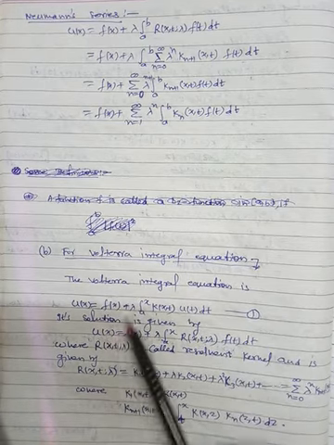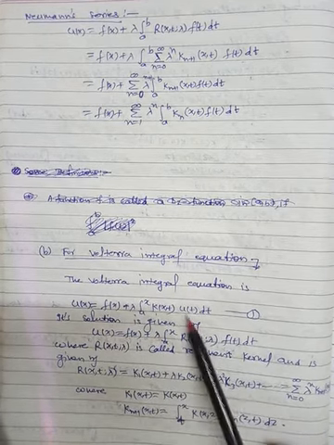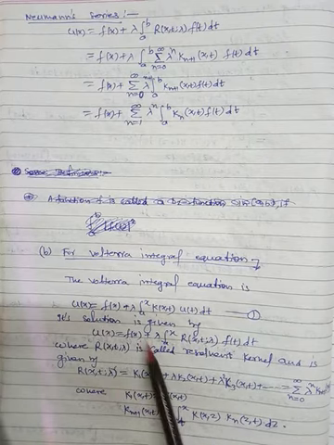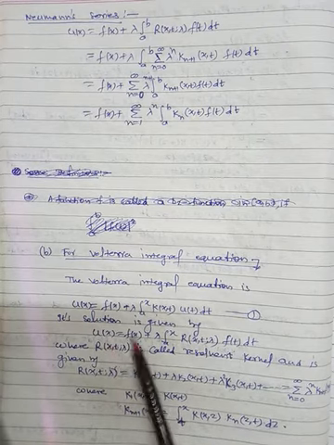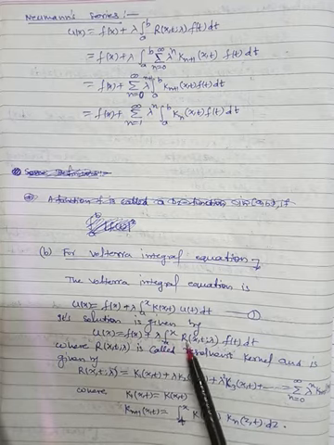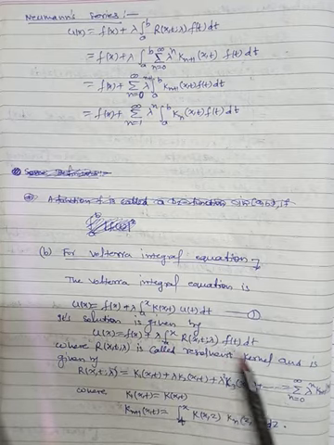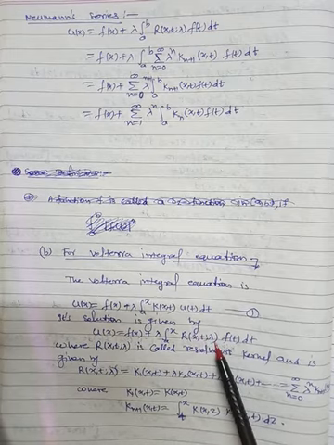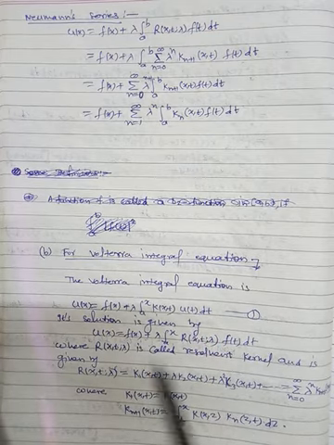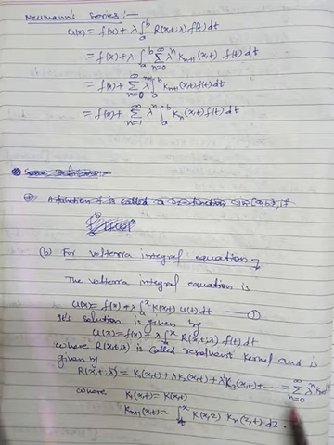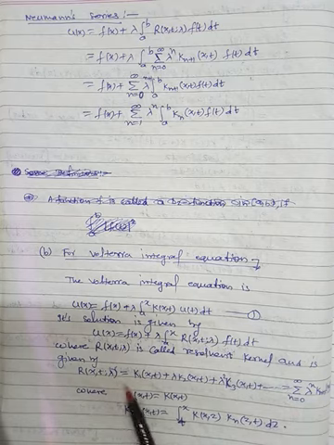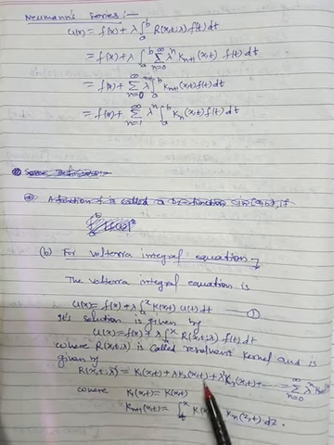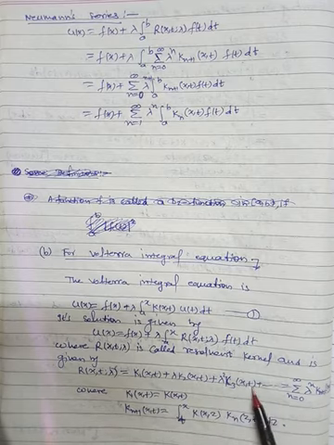u(x) is equal to f(x) plus lambda integral a to x K(x,t) u(t) dt. Then the solution of this integral equation is given by this. u(x) is equal to f(x) plus lambda integral a to x R(x,t,lambda) f(t) dt, where R is the resolvent kernel and its value is given by this series. R(x,t,lambda) is nothing but K1(x,t) plus lambda K2(x,t) plus lambda square K3(x,t) and so on.